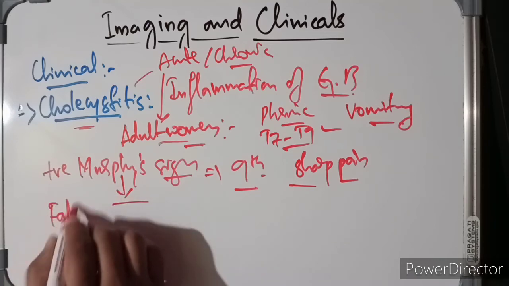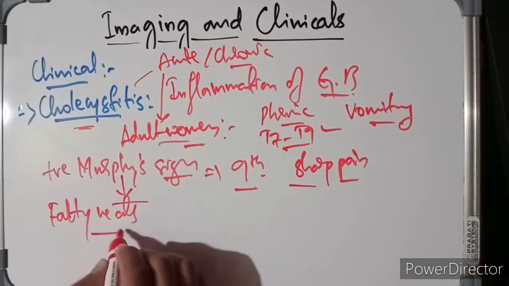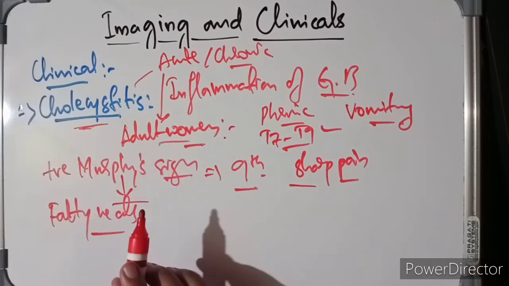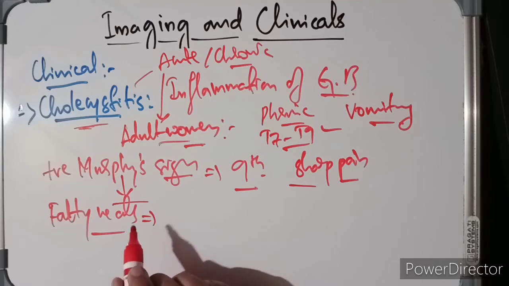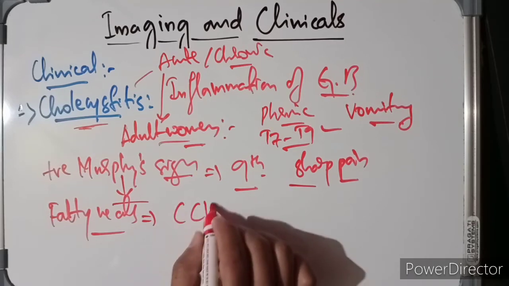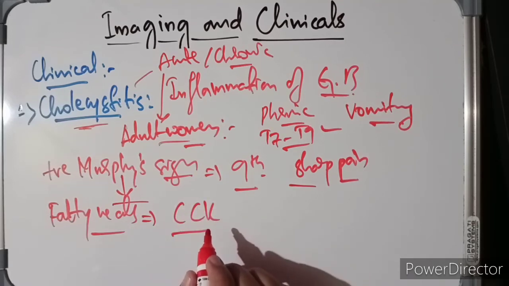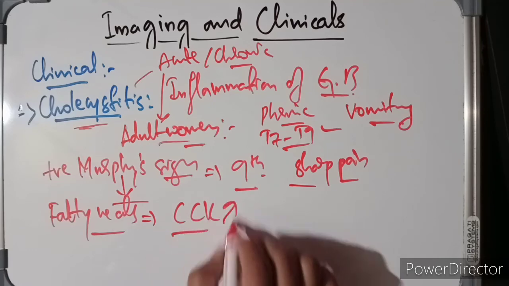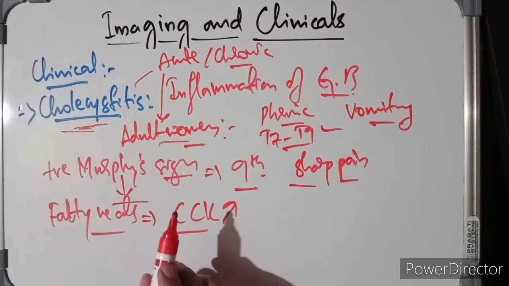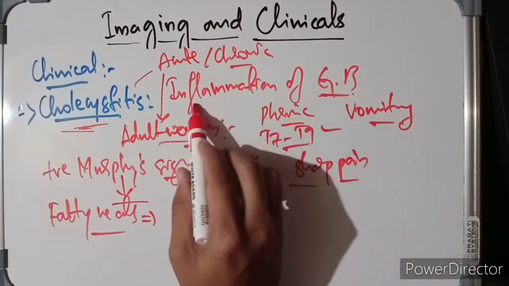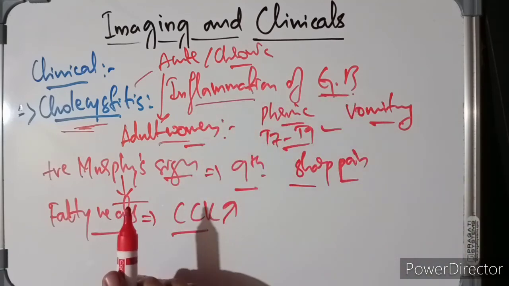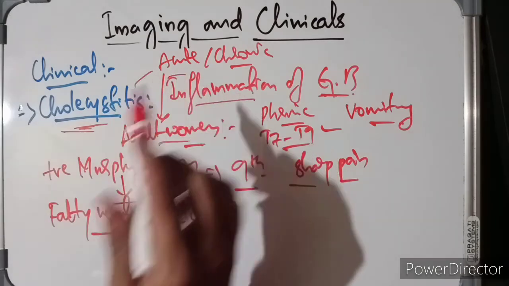On taking fatty meals, the symptoms of cholecystitis will be aggravated, because as the fatty contents reach the duodenum, it will secrete a hormone called CCK, cholecystokinin pancreozymin, and this will stimulate the contraction of the gallbladder to release the bile contents. And as the gallbladder is already inflamed, this contraction will lead to severe pain. So this is about acute cholecystitis.